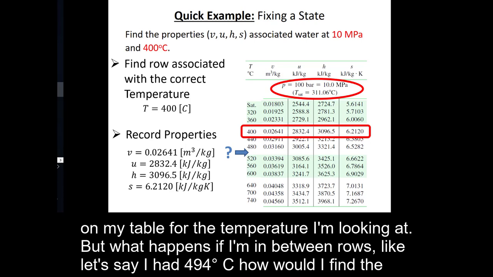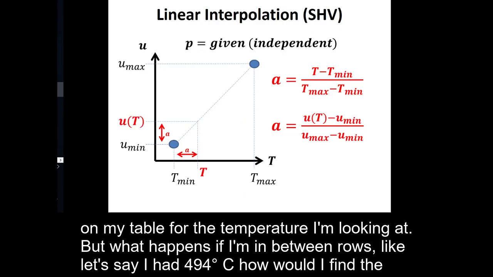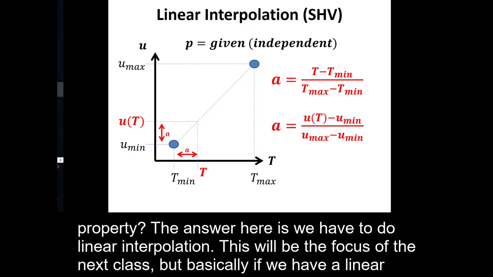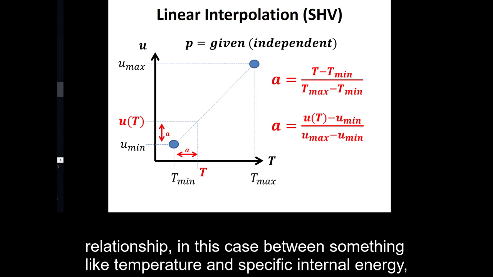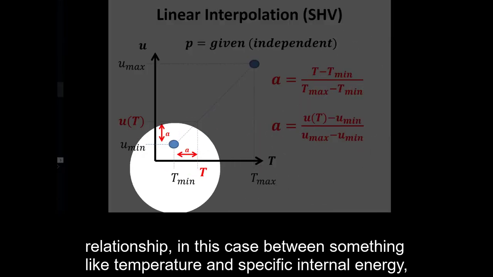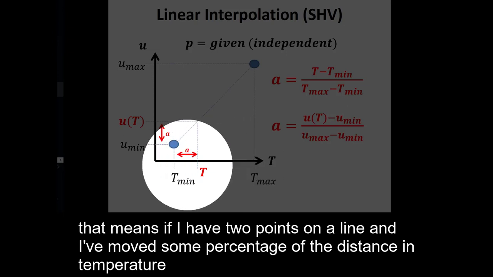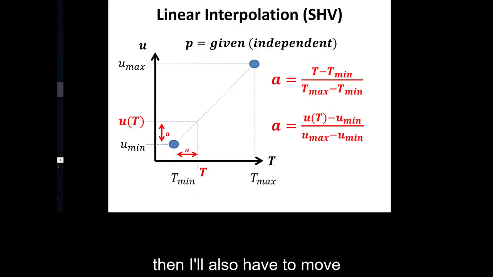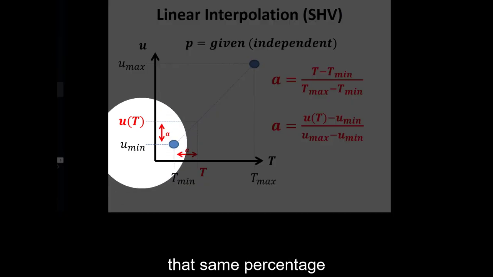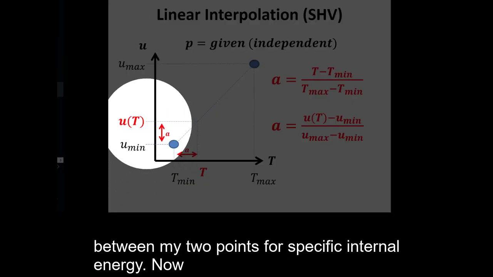But what happens if I'm in between rows? Like let's say I had 494 degrees Celsius. How would I find the properties? The answer here is we have to do linear interpolation. So this will be the focus of the next class, but basically if we have a linear relationship, in this case between something like temperature and specific internal energy, that means if I have 2 points on a line and I've moved some percentage of the distance in temperature, then I'll also have to move that same percentage between my 2 points for specific internal energy.